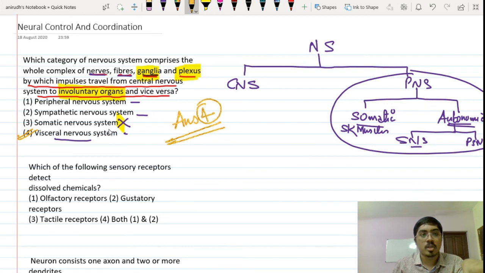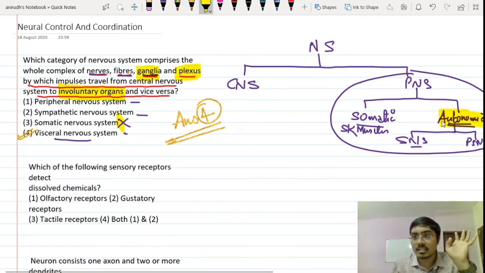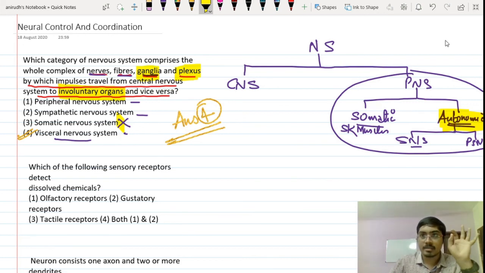Whenever you have three probable options over here, you have to go with the most probable one. Here the visceral nervous system simply means the autonomic nervous system. The autonomic nervous system is my answer. I'm not going with the sympathetic nervous system because the autonomic nervous system itself is there in the options, that is the visceral nervous system. I hope I have made myself clear now. So let's go to the next question now.